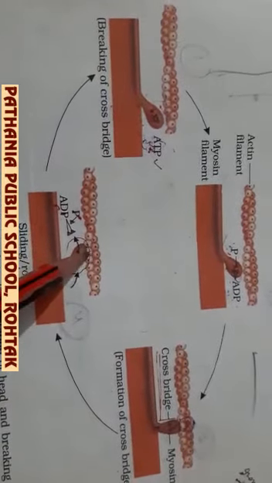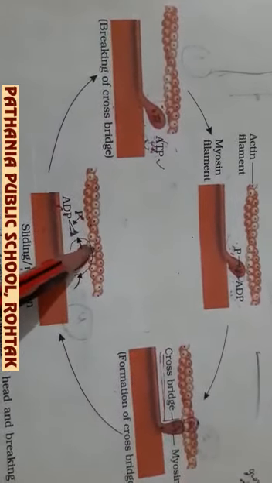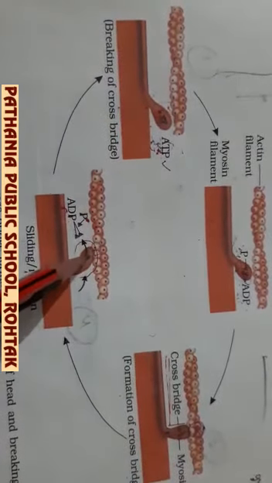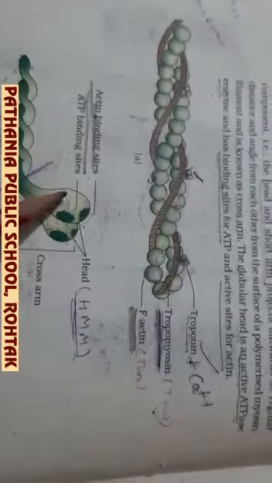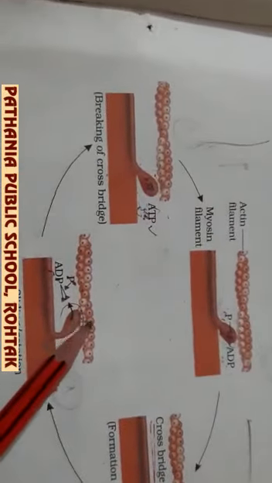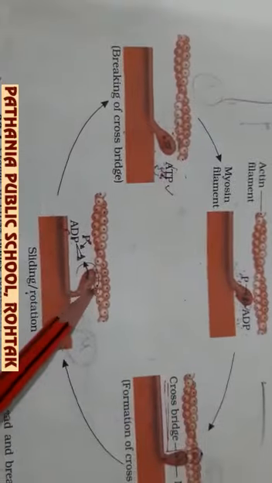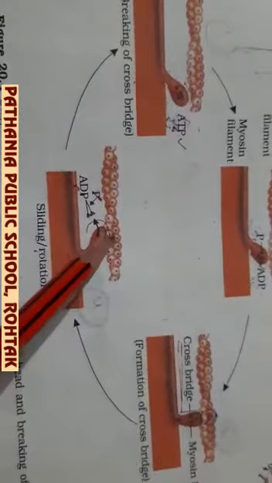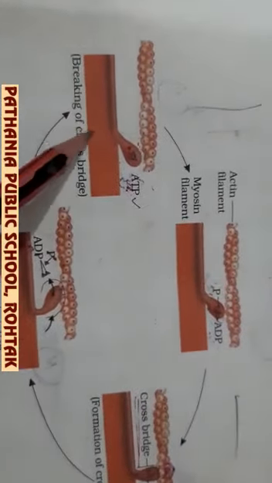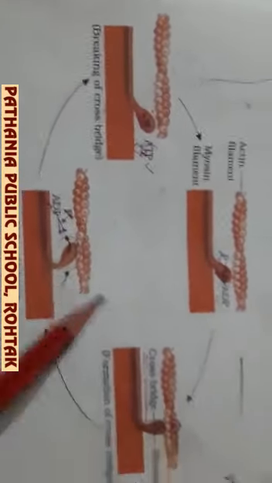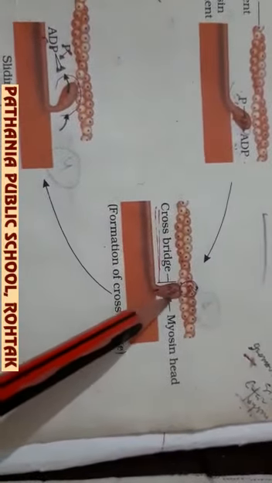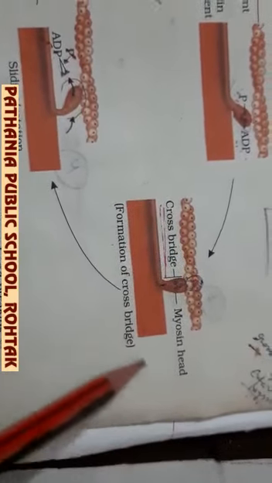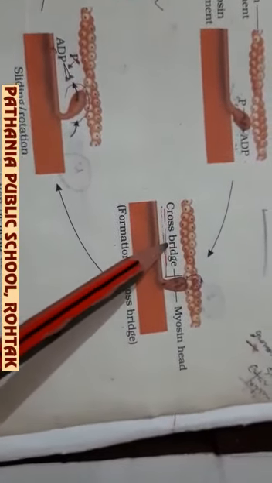So this site is called the myosin binding site over the actin filament, and on the myosin filament the actin binding site is also there. So these two filaments will bind with each other. This is called the cross bridge formation. Here the cross bridge is formed. Okay, now what will happen? We can start from here. When it is bound with the actin filament, this condition will form. This is called the cross bridge.